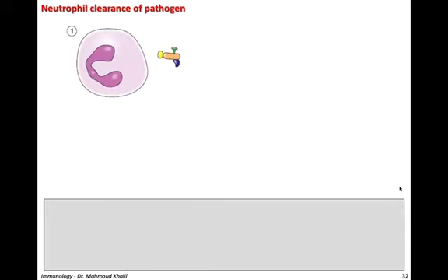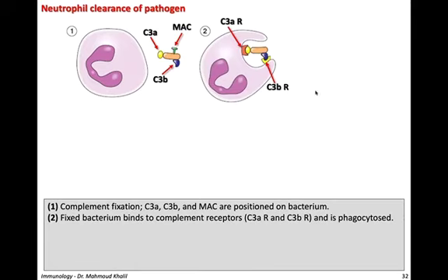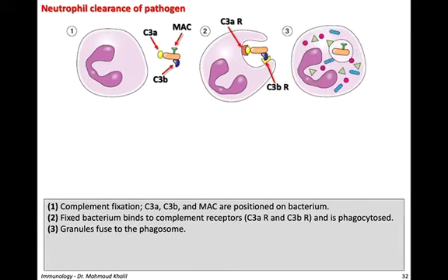So here in this figure, you can see the process of phagocytosis by the neutrophils, or the process of clearance of the pathogen. You can see here there is a complement fixation, if you remember the process of opsonization, so we have the C3a, the C3b, and the MAC complexes positioned over the bacteria. This will lead to the process of phagocytosis when binding of these components on the surface of the bacteria with its corresponding receptor on the surface of the neutrophils. And hence, the bacteria is opsonized and undergoes phagocytosis by neutrophils.